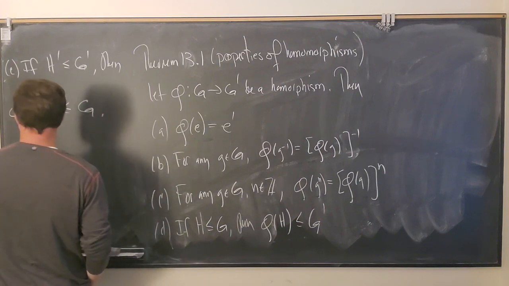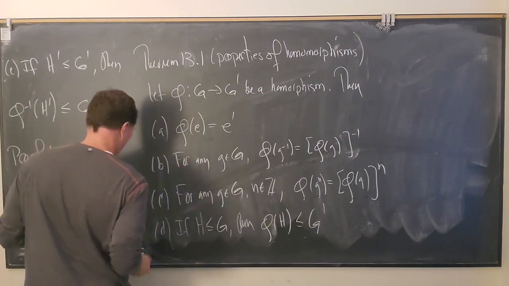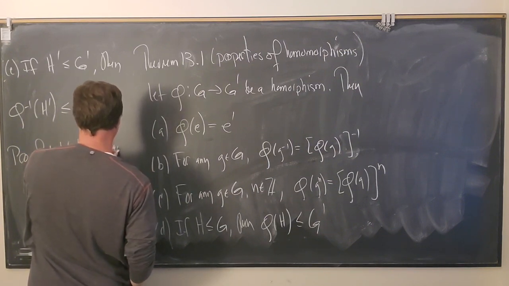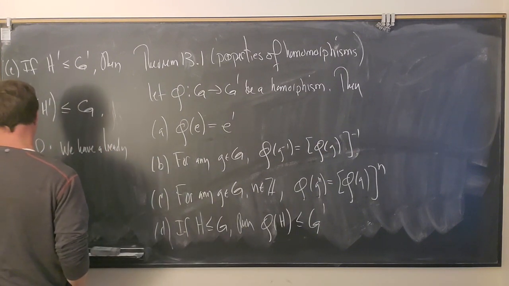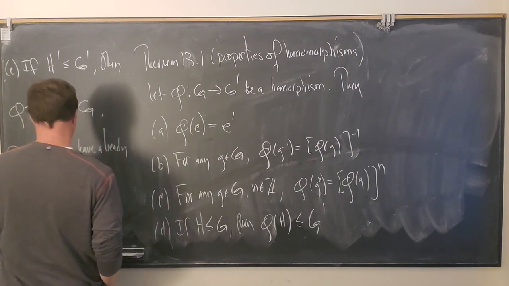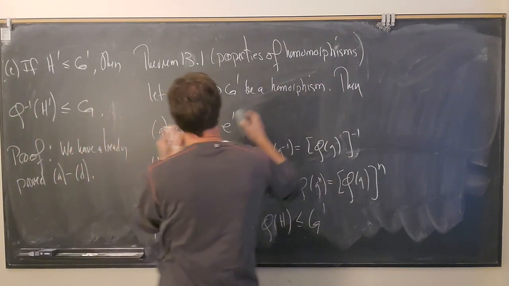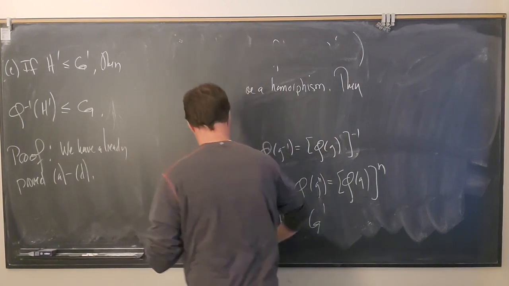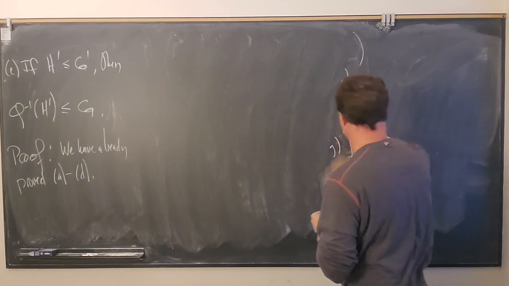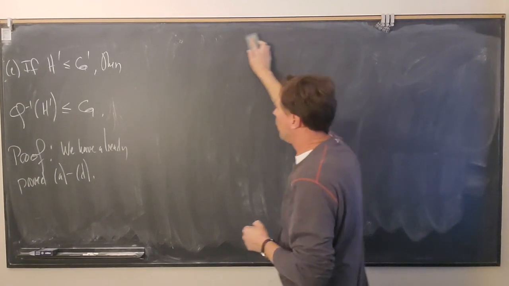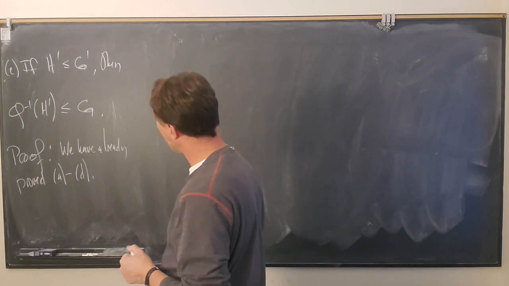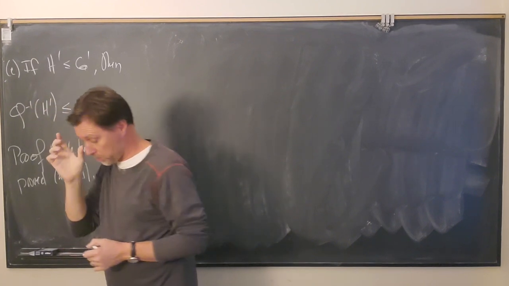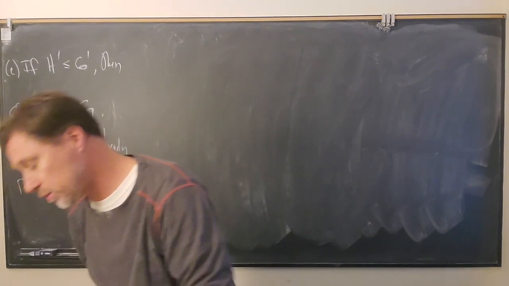Now, for the proof, we've already seen the proofs of A through D. We have already proved parts A through D, so it just remains to prove part E. What do we need to do? We want to show that the inverse image of a subgroup is a subgroup. So, how do we show that things are subgroups? We use the subgroup test.